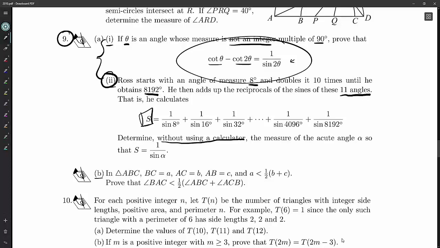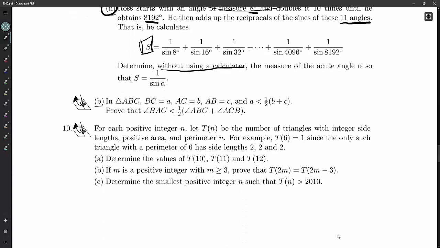What have we got for B here? In triangle ABC, BC is A, AC is... So we're just numbering based off the angle that we're opposite of. And we know that A is less than a half B plus C. Prove that angle BAC is less than the semi-sum of the other two angles.